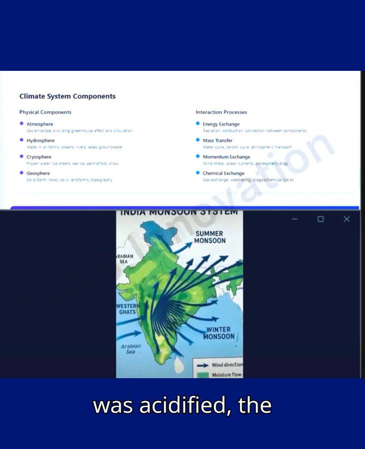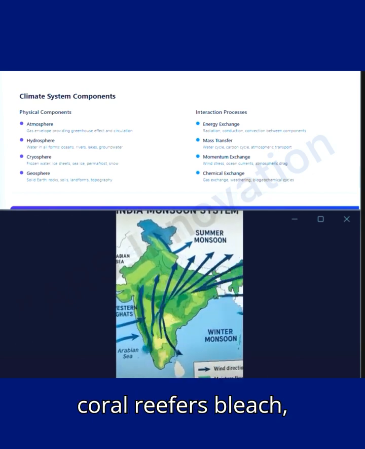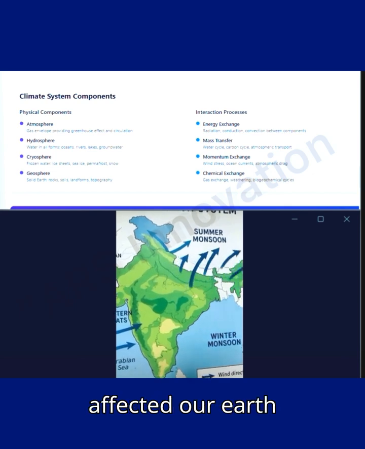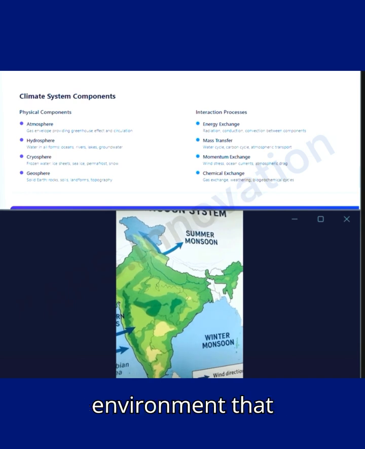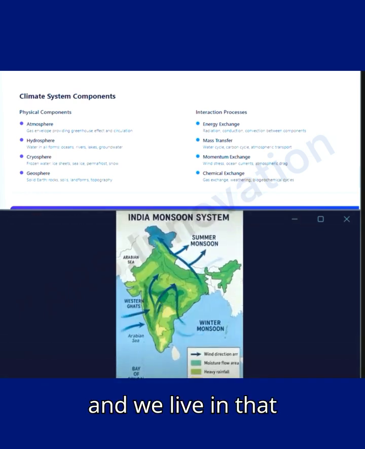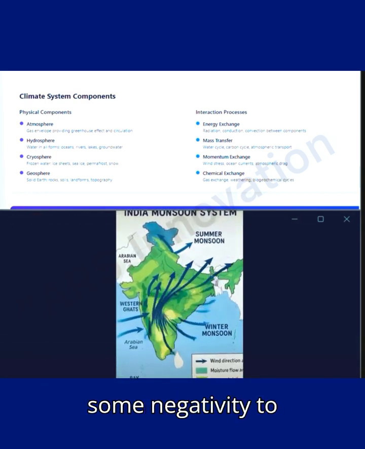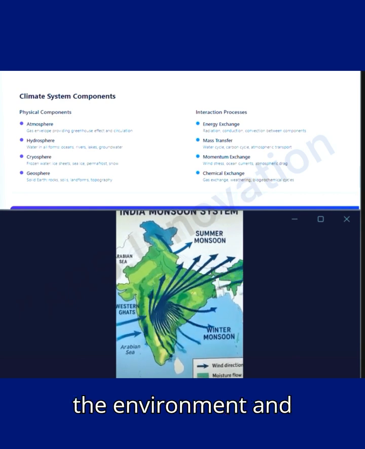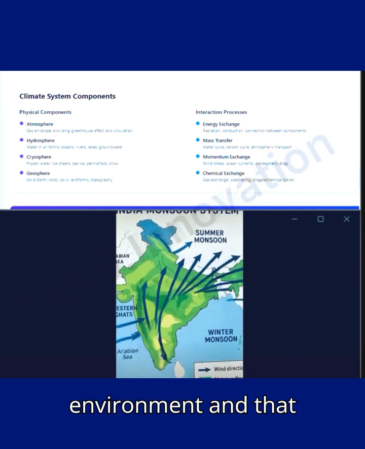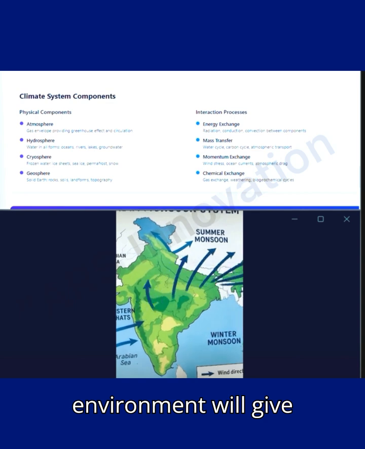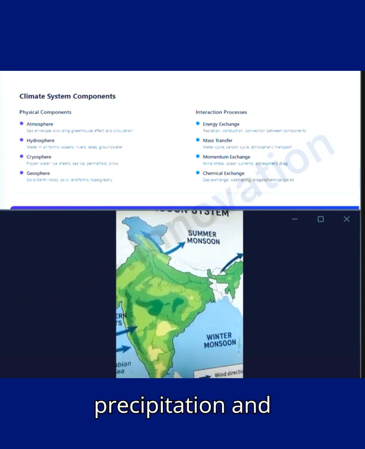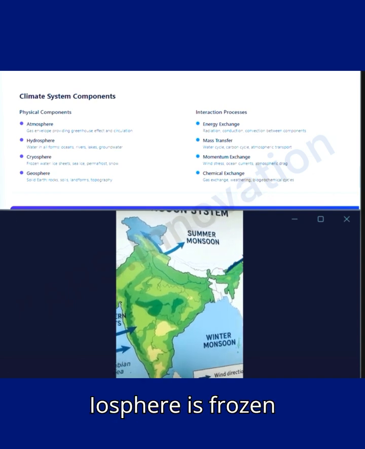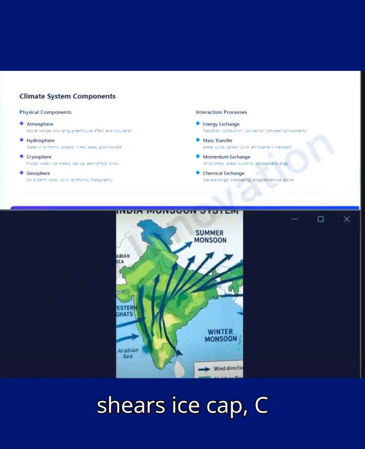Hydrosphere is all liquid water like oceans, rivers, and lakes. We are always talking about ocean acidification. The ocean becomes acidified and the coral reef gets bleached. It is dangerous to the ocean, and if the ocean is affected, our Earth will also be affected. Everything is interconnected because these are all the environment that surrounds the Earth, and we live in that environment. If we do negativity or positivity to the environment, the environment will give us the same in return. Hydrosphere is a key player in evaporation, precipitation, and the global water cycle.